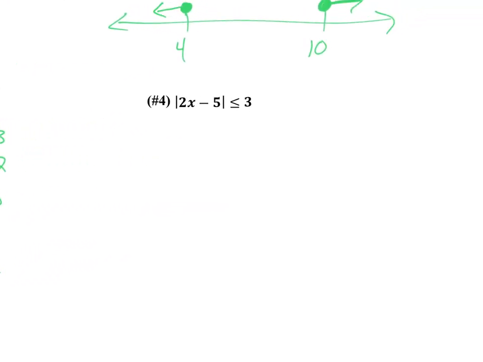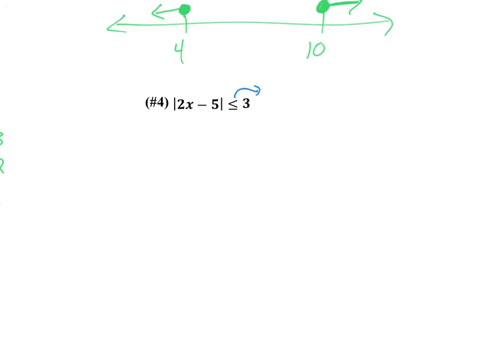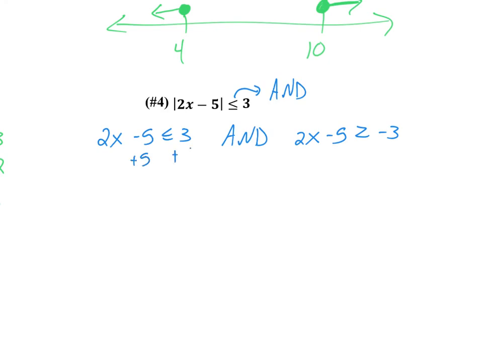And the very last one, this is absolute value of 2x minus 5 is less than or equal to 3. Less than, we're going to use the word and. So we rewrite this. 2x minus 5 is less than or equal to 3, and 2x minus 5 is greater than or equal to negative 3. And then we solve. First step is add 5. 2x is less than or equal to 8, and 2x is greater than or equal to 2.